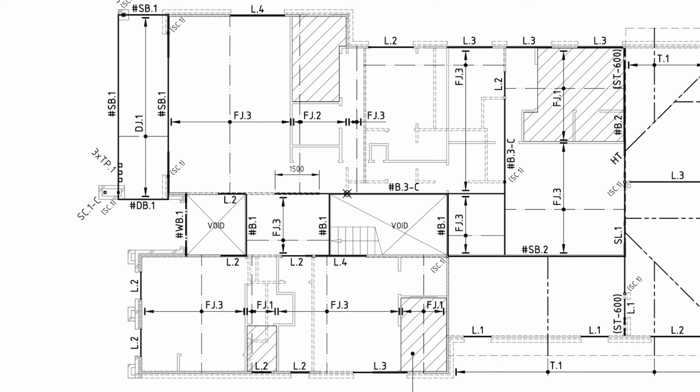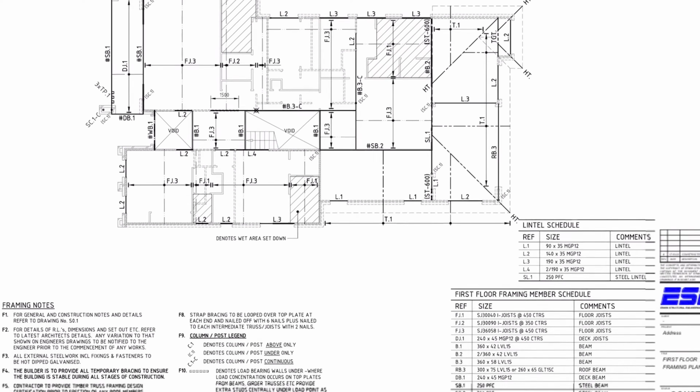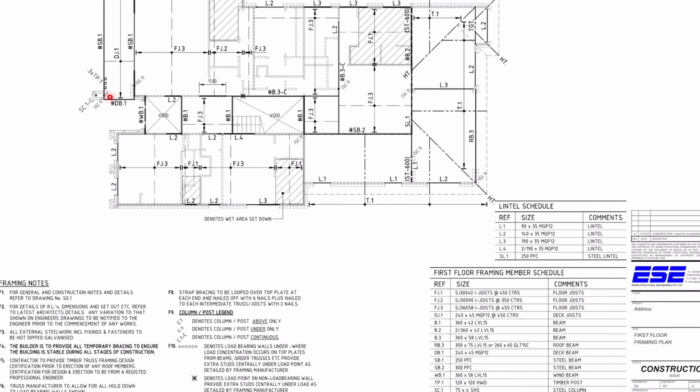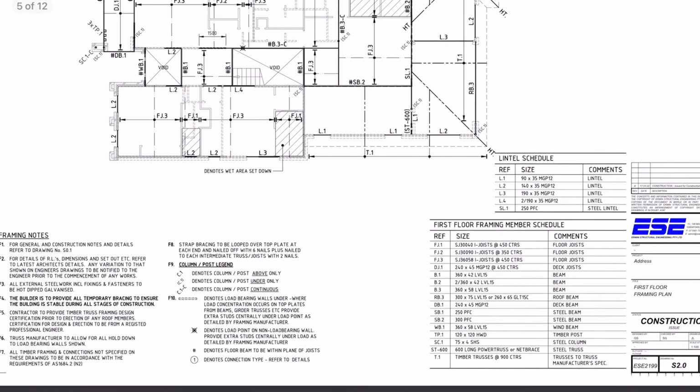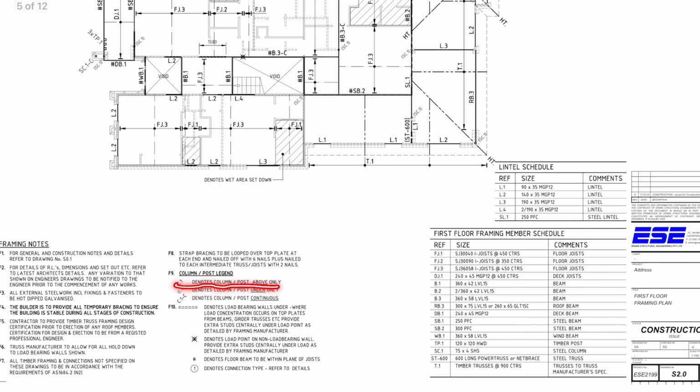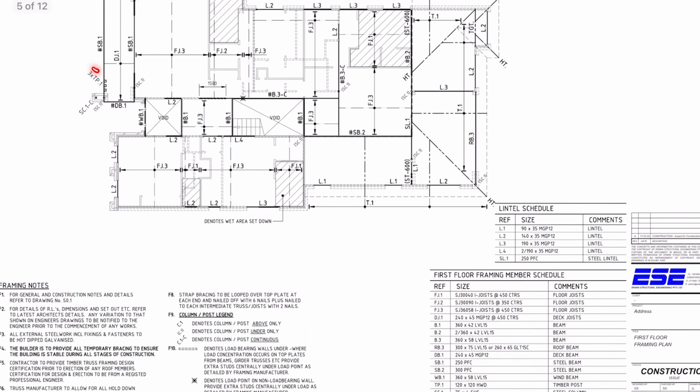Looking at this corner, we have 3 timber posts. We have a steel beam, a deck beam, deck joists, and a couple of steel columns. We do have some symbols here that I don't know what they denote, therefore I need to look for the legend, right? So we have a hashtag, this letter C, and we also have this SC1 in brackets. So looking down here, C1 denotes column post above only. Therefore I know that these 3 posts are above only.